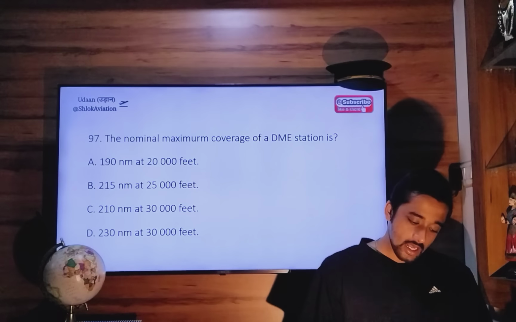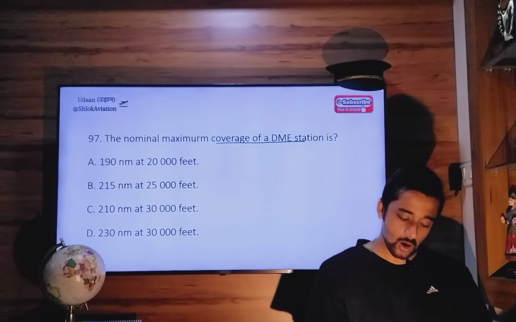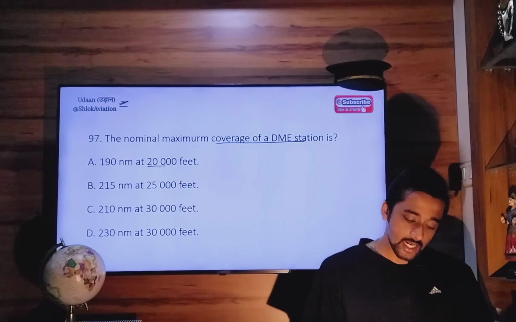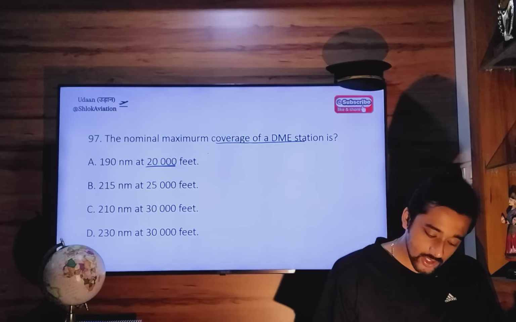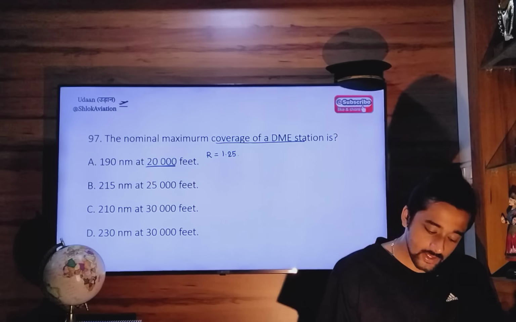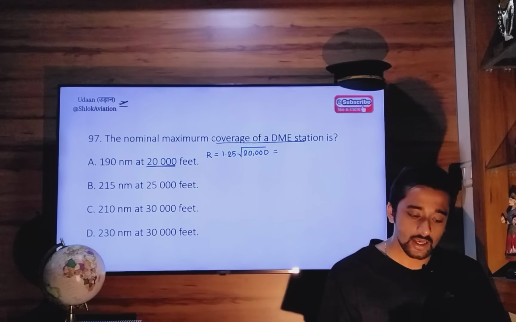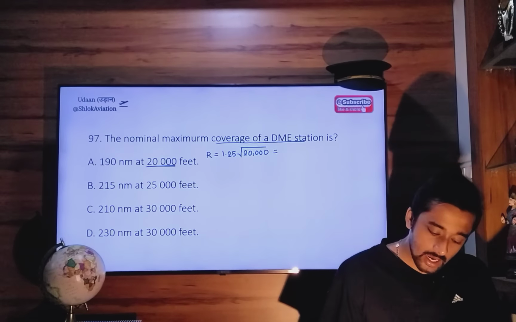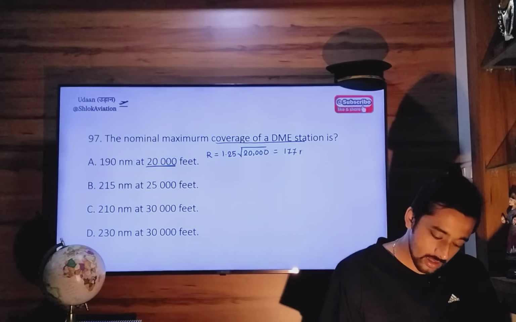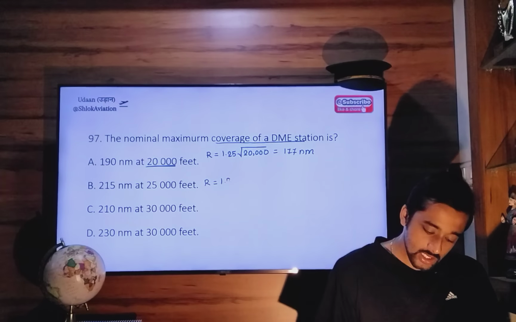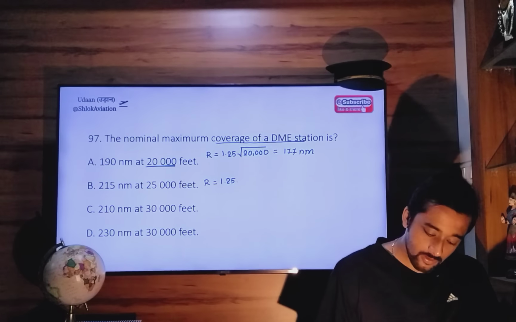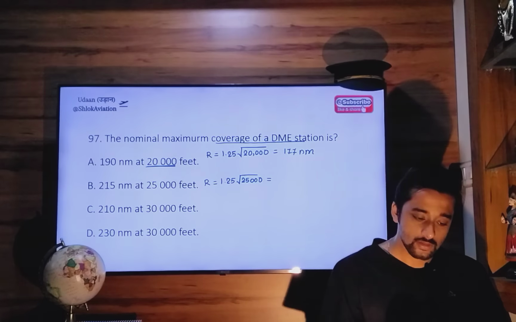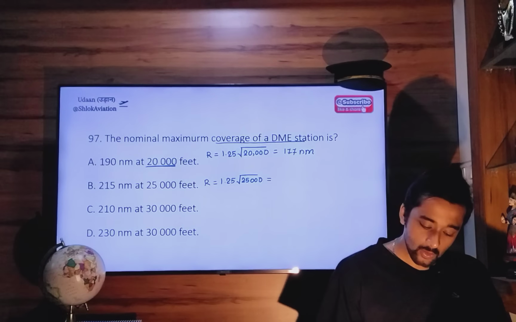Okay, next. The nominal coverage of a DME station will be how much? So your aircraft is at 20,000 feet. So if your aircraft is at 20,000 feet, range will be 1.25 square root of 20,000. So square root of 20,000 is 141.4. Multiply that by 1.25. You get answer 177 nautical miles. When you are at 25,000 feet high, the answer would be root of 25,000 into 1.25, 197.